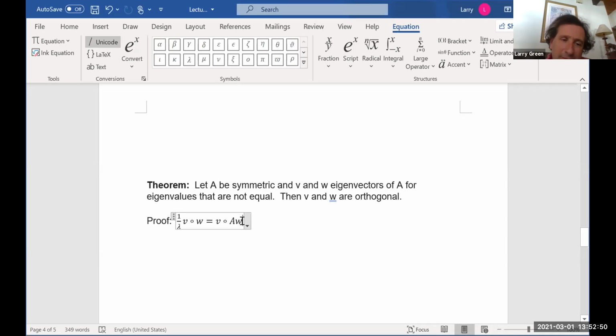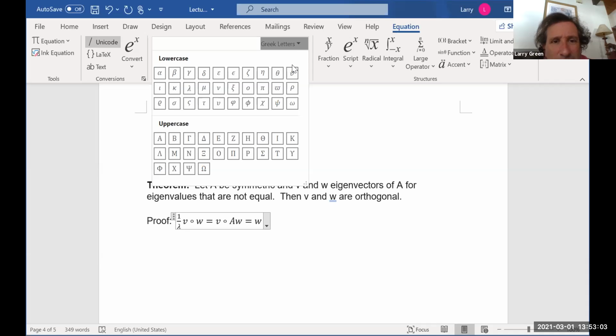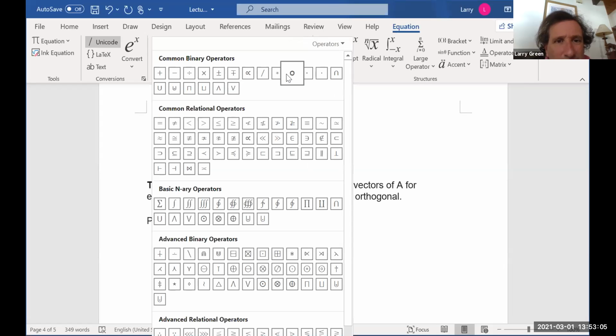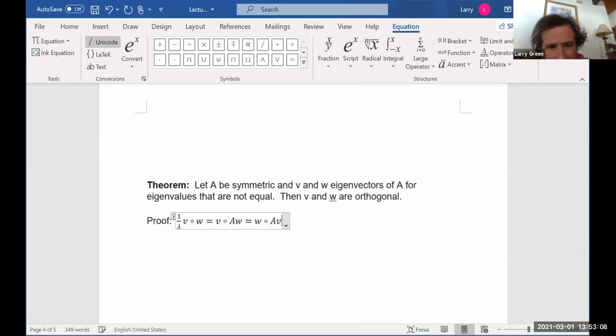Okay, but we now know from the last little theorem that V dot AW is the same as W dot AV. Remember? Any questions on that? Okay, but what's AV? Lambda V.